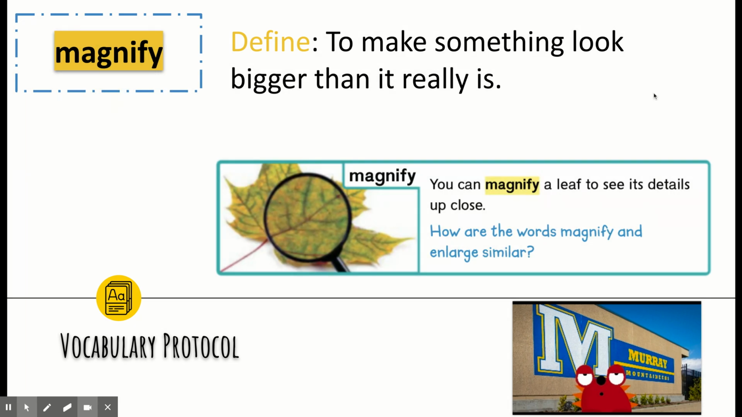Moving on to the next word, we have magnify. Please say it out loud. Magnify. So magnify is like when you zoom in and make something bigger. But the definition is to make something look bigger, to make it look larger than it really is. So it's easy to zoom in on a computer screen, or you can use some kind of equipment to make something look bigger than it really is. The example sentence: you can magnify a leaf to see its details up close.